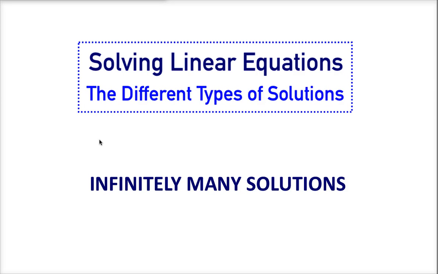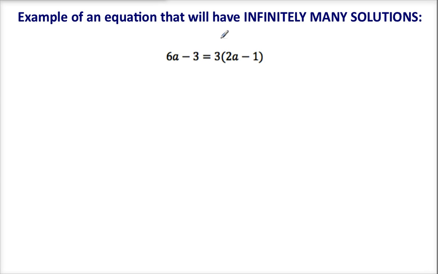Let's take a look at some examples of equations that will have infinitely many solutions. So here's our first example, and just by looking at it right now, it's hard to tell that it's going to have infinitely many solutions, just because there's some simplifying that we need to do first. There are these parentheses here, which tell me that I need to use the distributive property.